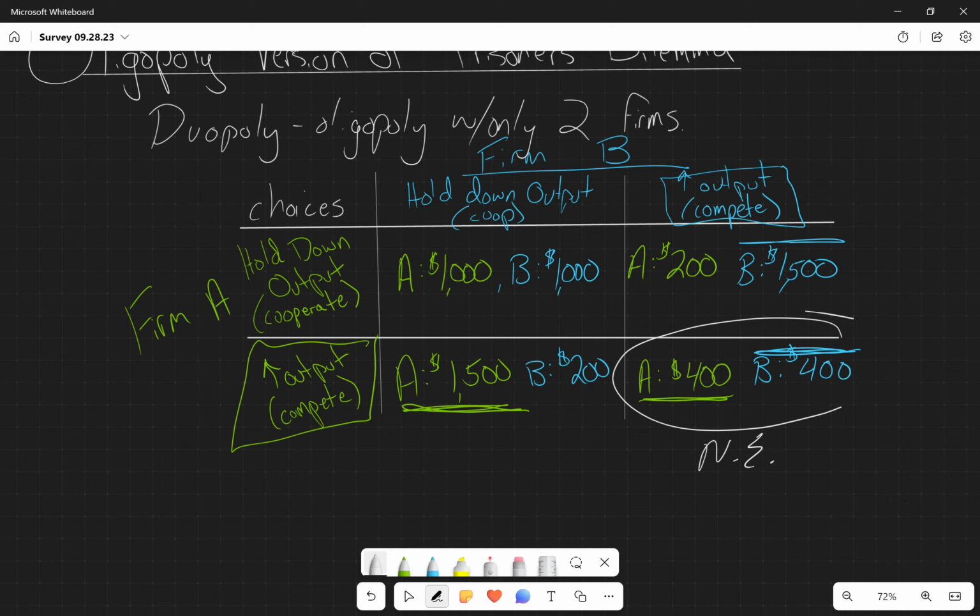So if they can't really prove that you talked specifically to the other company, then you're out of luck. Well, not you're out of luck, but then you're good to go. You can go ahead and do that collusion activity.